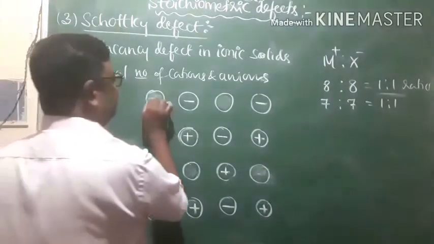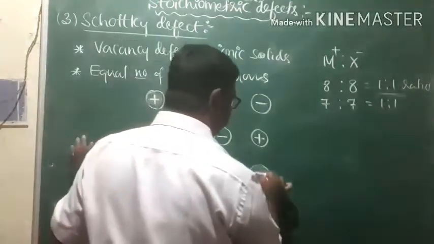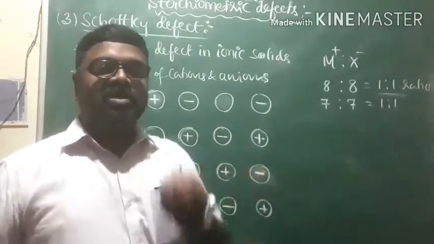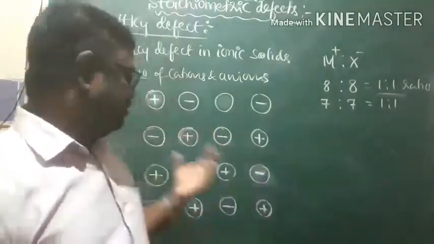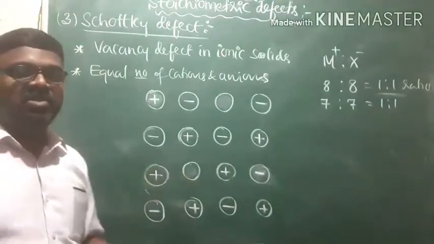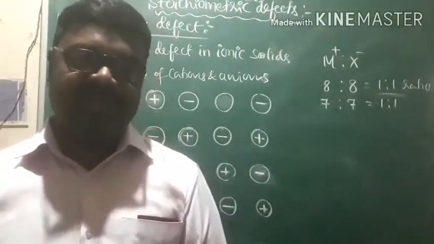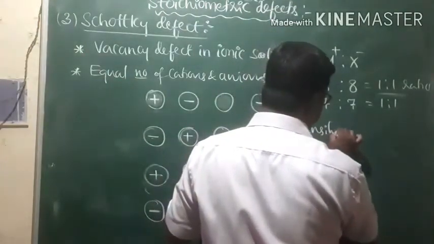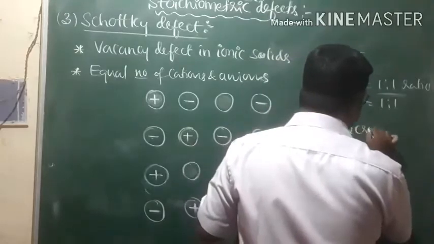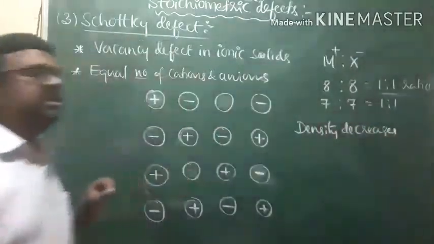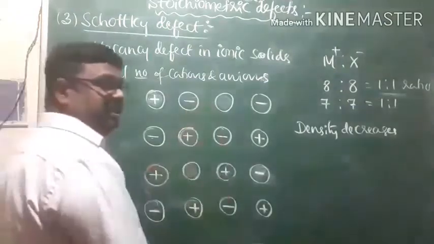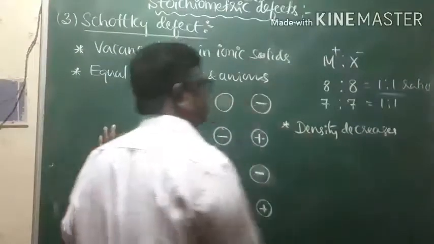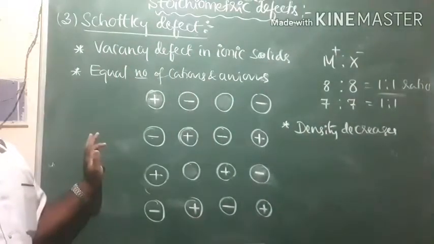And of course, if the particles are missing from their lattice sites, what happens? The mass of the unit cell decreases. If the mass of the unit cell decreases, naturally the density also decreases, right? So Schottky defect leads to a decrease in the density of the solid. This is one of the consequences of Schottky defect.